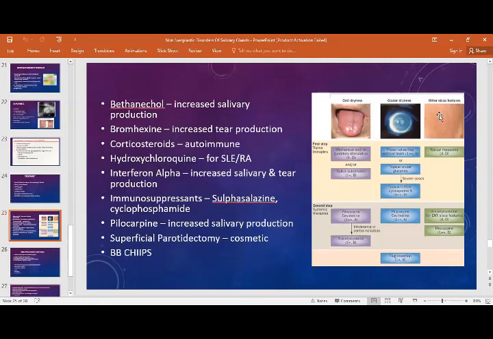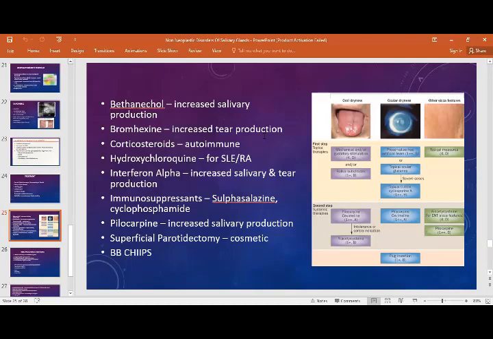Sicca features are basically these: when it is associated with rheumatoid arthritis or SLE, then we need to treat those conditions as well. So basically, in this case, we need to enhance our gustatory stimulation, and for this we can use different drugs like bethanechol and bromhexine. These are used for increased tear production.